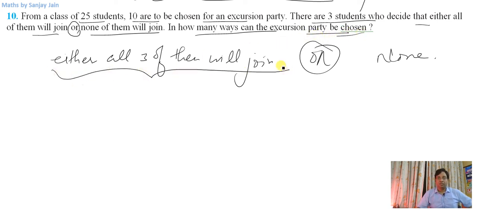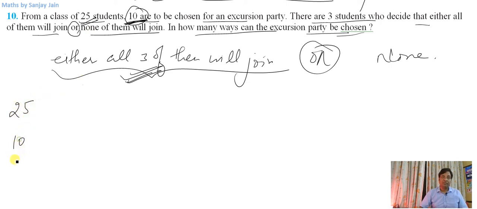Either all of these 3 will join. When all of these 3 join, I have to choose only 10 students in total. If all of these 3 join, I have to choose only 7 remaining students for the excursion party out of the remaining 22, right? There are total 25. I have to choose 10 from it. So if these 3 go, then I don't have to choose these 3. So let us separate these 3 from these 25. I have got 22 students to choose from and I have to choose 7 students out of these because these 3 are already chosen now.